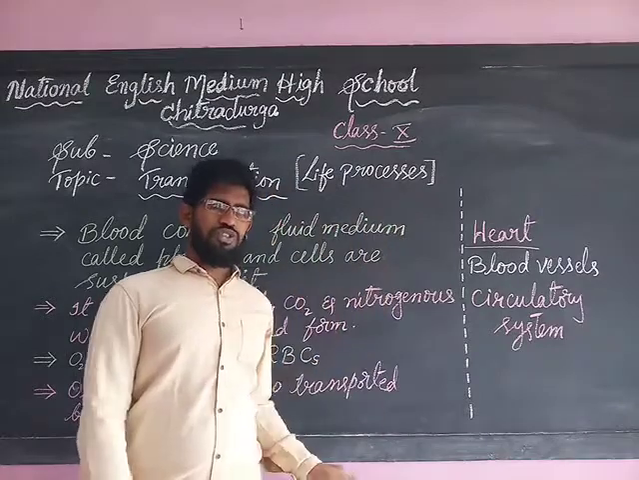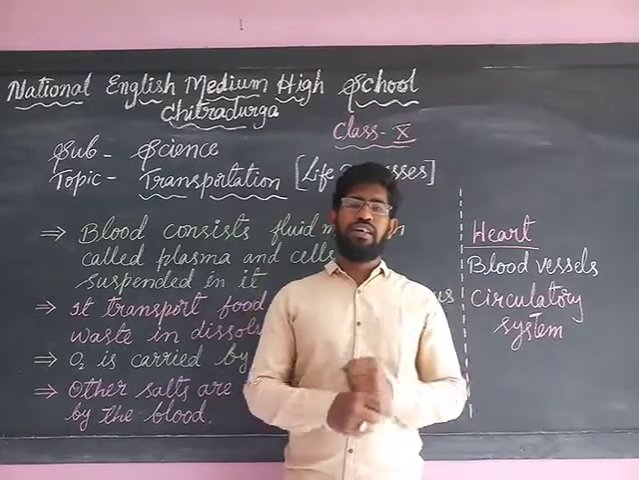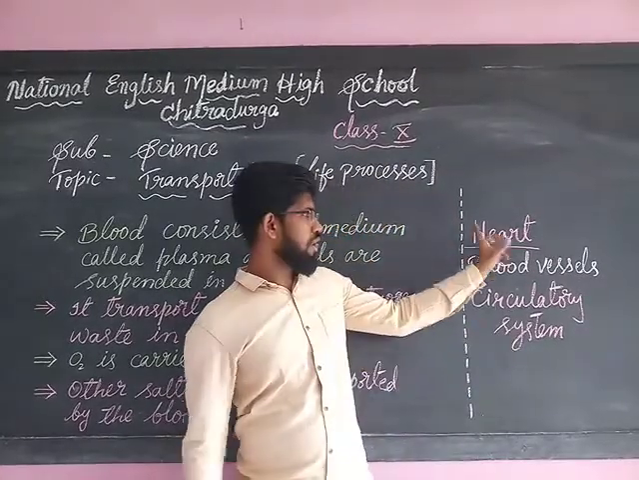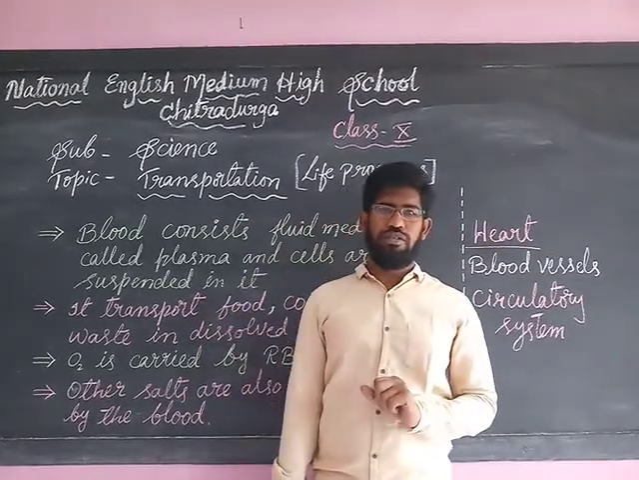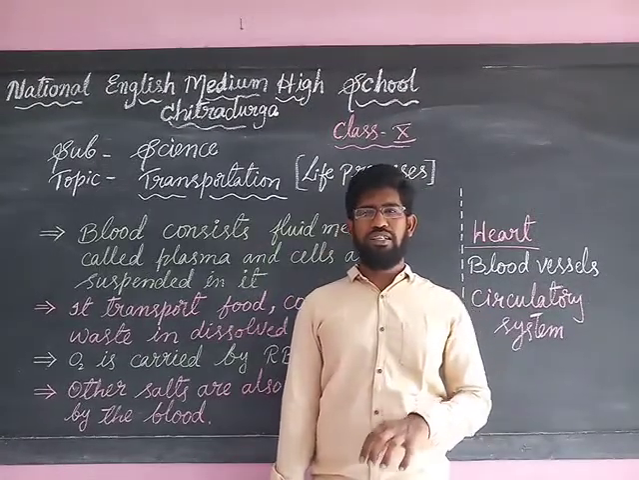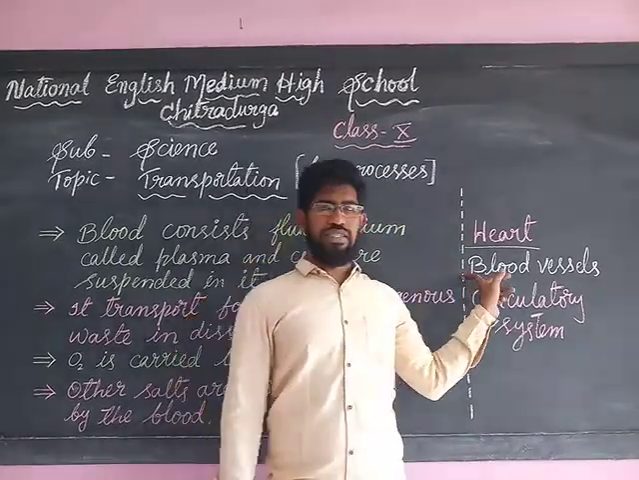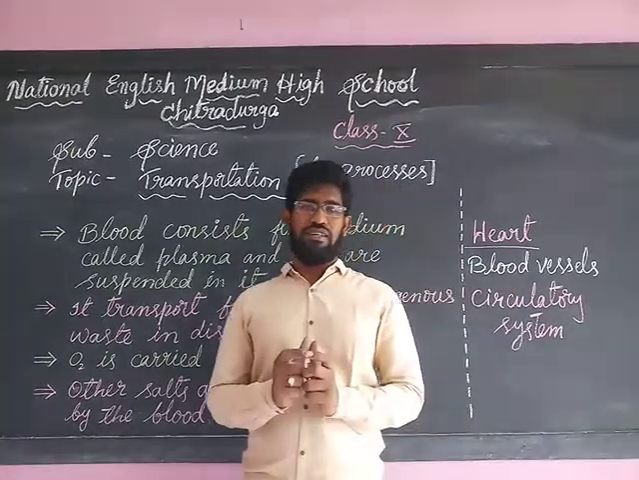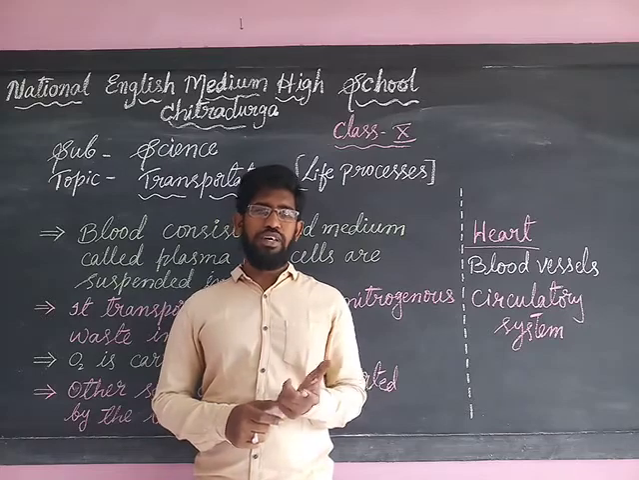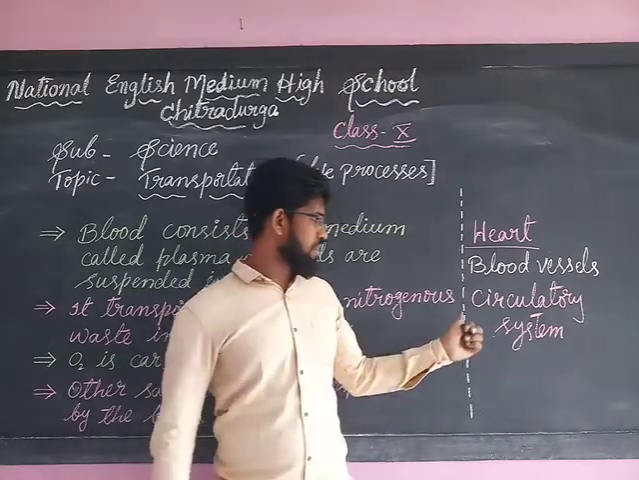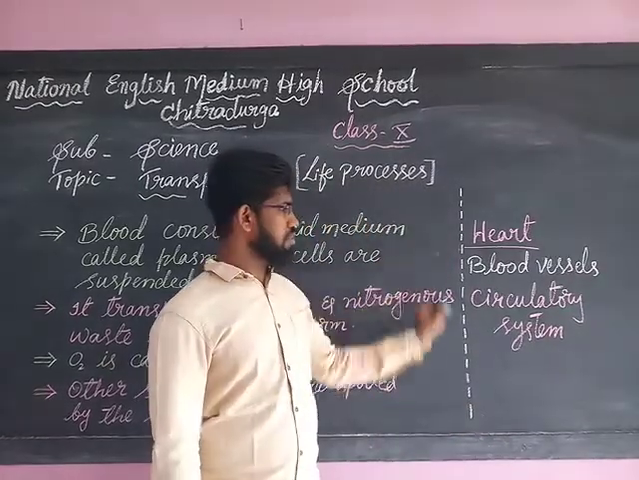To do all these functions, we need a pumping organ which pumps the blood all around the body, that is called the heart. And we need a network of tubes which supply the materials to each and every tissue and cell of our body. They are called blood vessels. And we need a system to ensure that this network of tubes can be repaired if it is damaged. This is called the circulatory system. So we need to study all these three in detail.